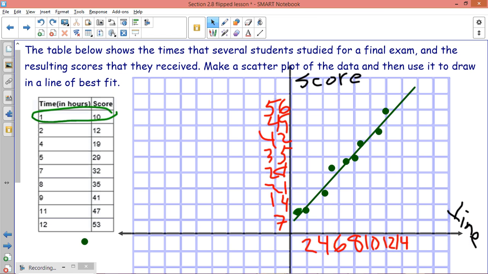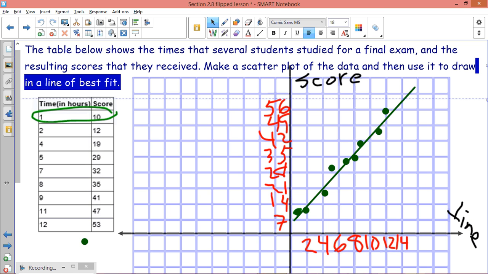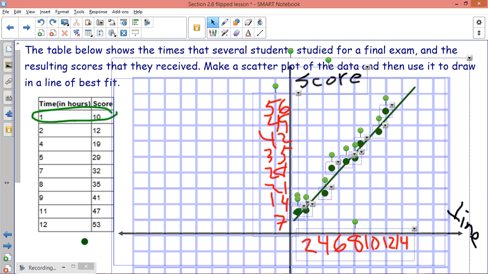Okay, and then what I'm going to do, because I know what's coming next, I'm going to copy all of this.